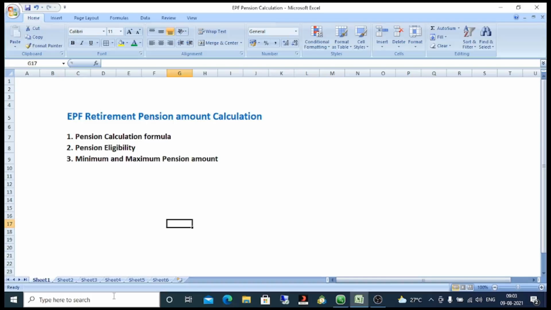Today we are going to see about Employee Provident Fund retirement pension amount calculation. Regarding that, first the pension calculation formula, then pension eligibility, and the minimum and maximum pension amount, how much we can get there. We'll see in this chart.